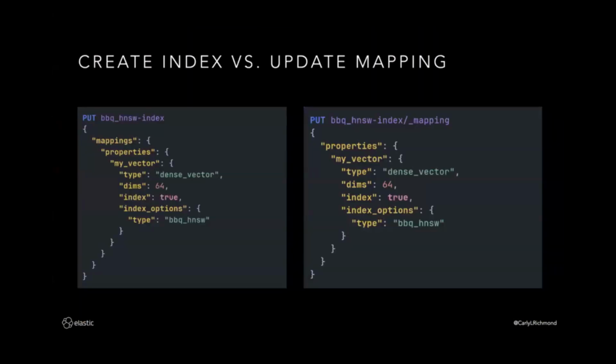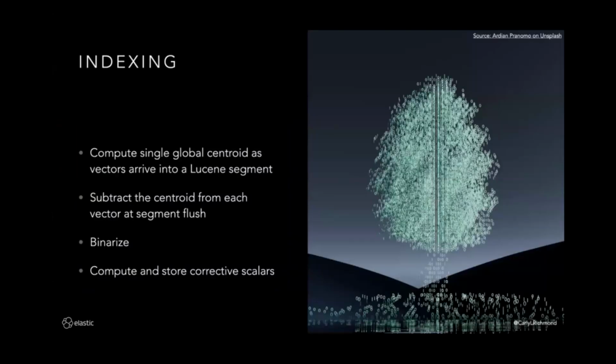So the settings when we're leveraging it within Elasticsearch are that we specify the type option as BBQ HNSW. So it's utilizing binary quantization within HNSW, which is obviously the default within Lucene and Elasticsearch.